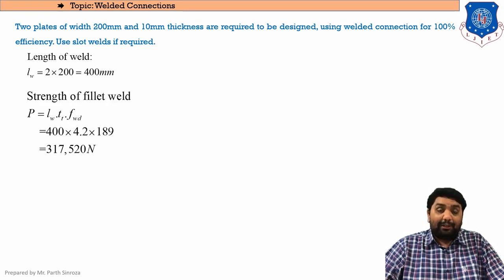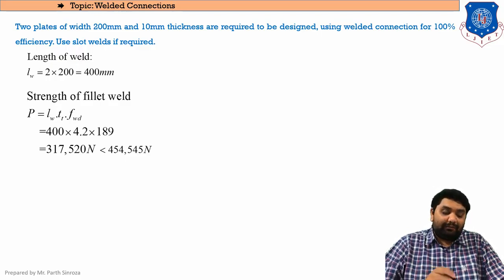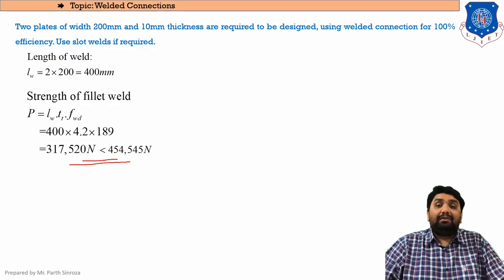Clear? And 317 kilonewton is less than 454, that is the total strength of plate. If in your GATE examination you get this value greater than the strength of plate, then there is no need to provide slots. Clear? Here it is asked in the question whether to provide slots or not. So whether we will be requiring to provide slots or not can only be identified by this equation. If the value of load getting from fillet weld is greater than the strength of plate, then there is no need to provide slot welds.